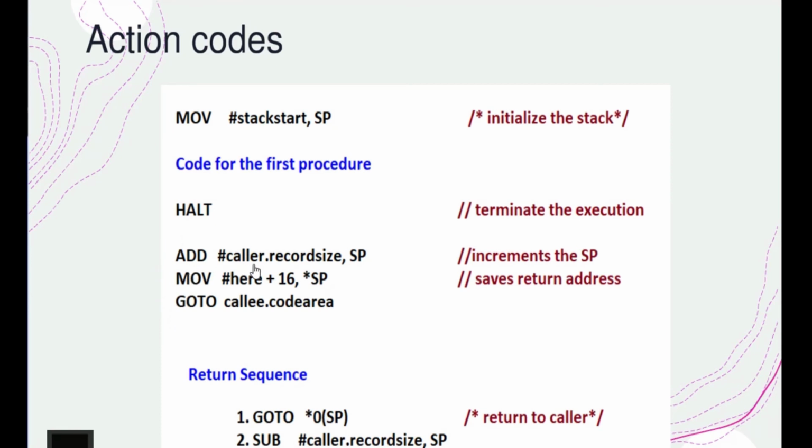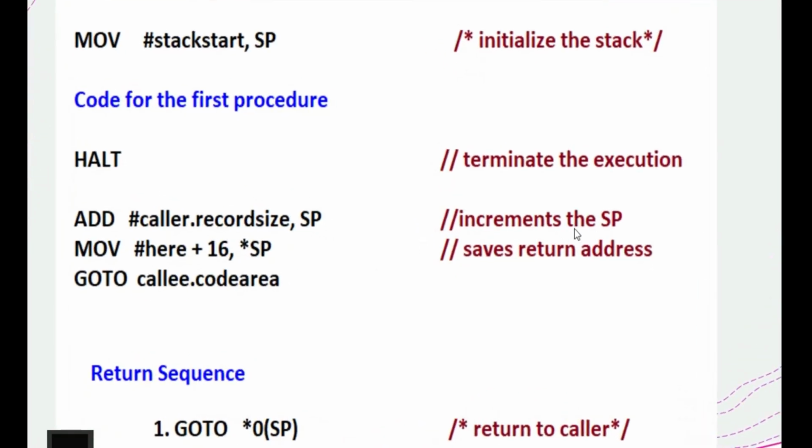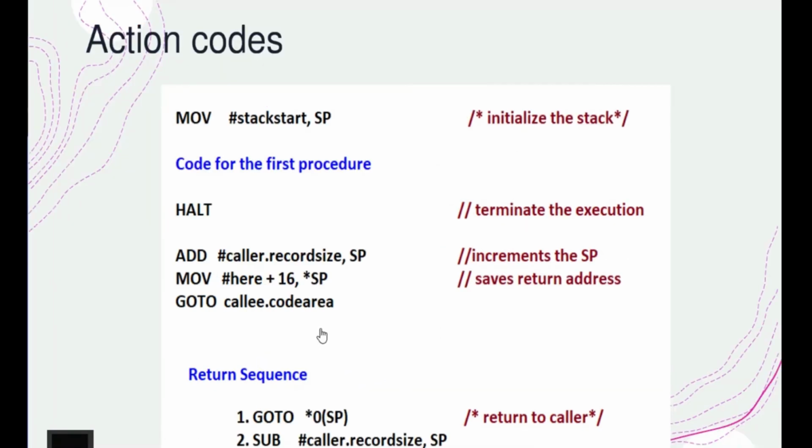First we add #caller.recordSize, SP. This particular instruction helps to increment the stack pointer. Then we move #here+16, *SP. What is this used for? The move instruction is always used for saving the return address. Then go to callee.code area. This is used for transferring the control to the called procedure. The record size is equal to the size of the activation record.